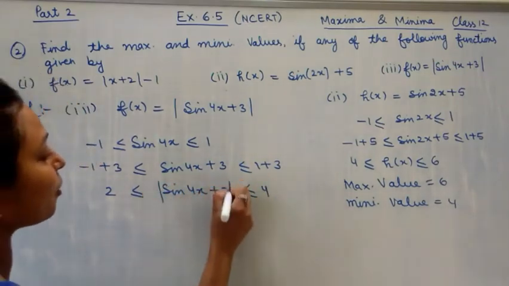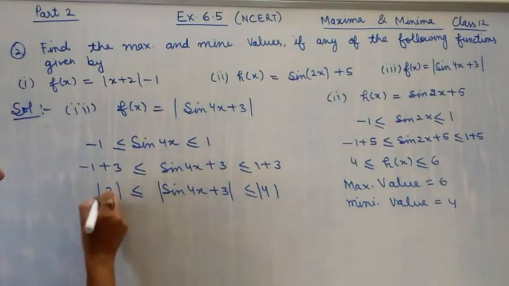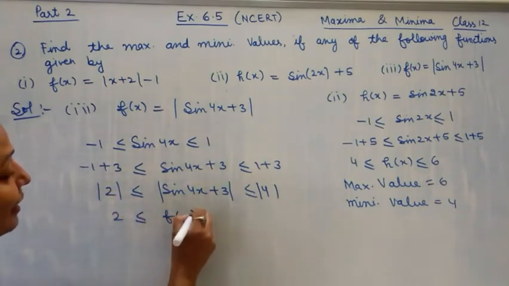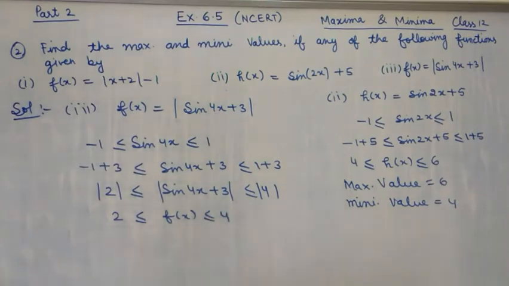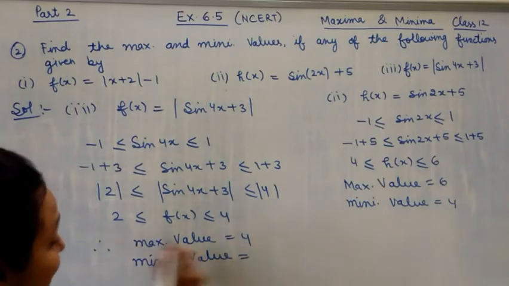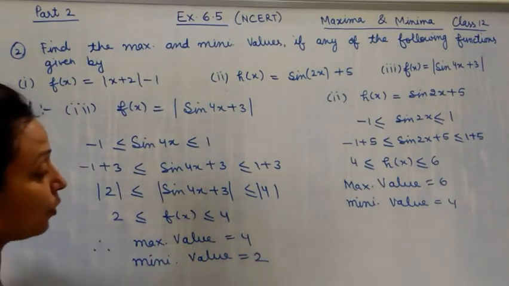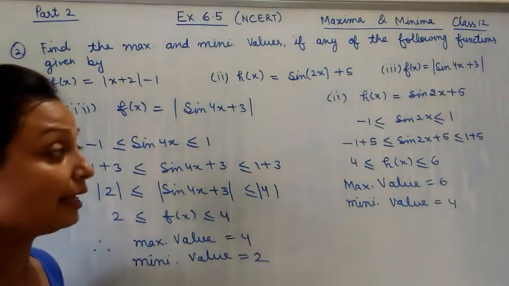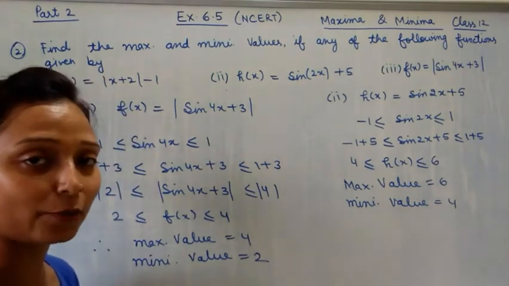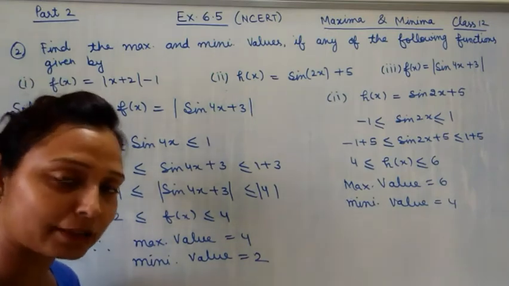I will take the modulus sign with all of these. 2 ≤ f(x) ≤ 4. So therefore the maximum value is equal to 4 and the minimum value is equal to 2. So this is the way to find maximum and minimum values together. That is question number 1. Now come to question number 3.